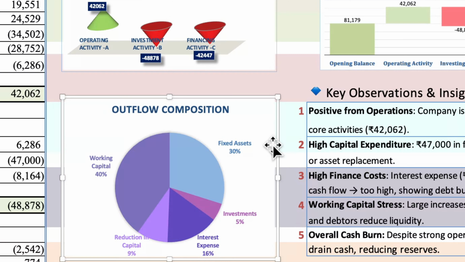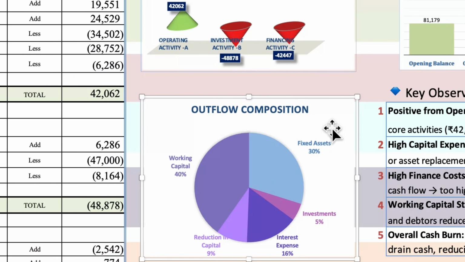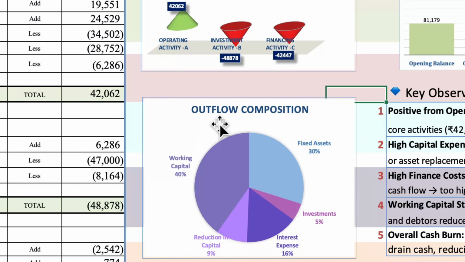Third is pie chart for outflow composition. So this is to show where major cash outflow has happened. So as you can see here, 40% has gone to working capital. So closing stock and inventory increased. So there is 40% in working capital, 30% in fixed asset. So 30% cash has gone out for fixed asset purchase, 9% in reduction in capital, interest expenses 16%, investment 5%. This is pie chart exactly.